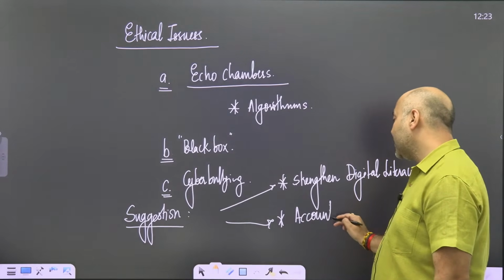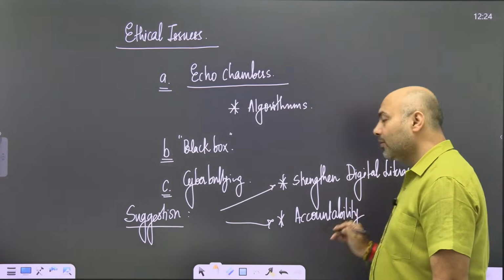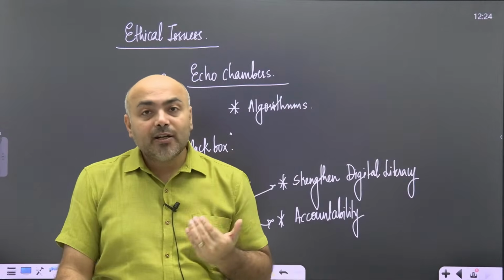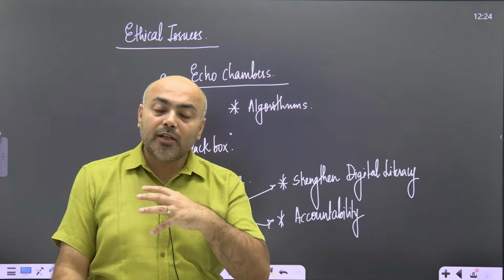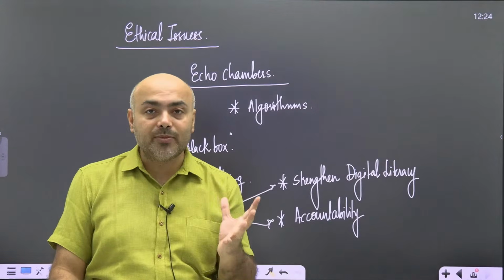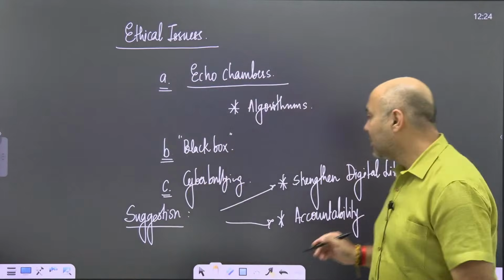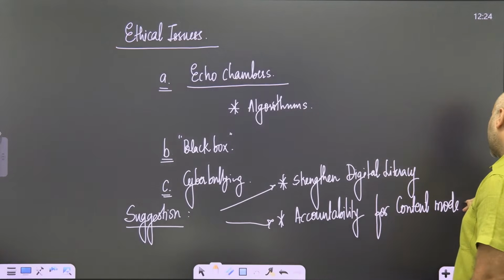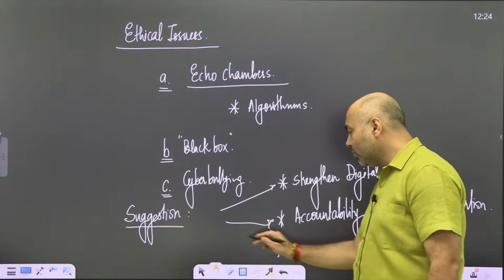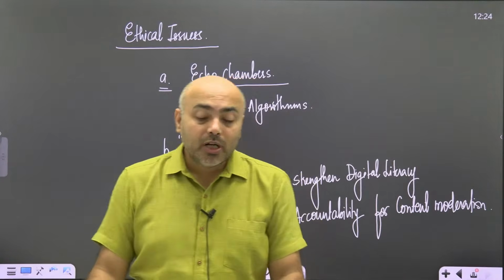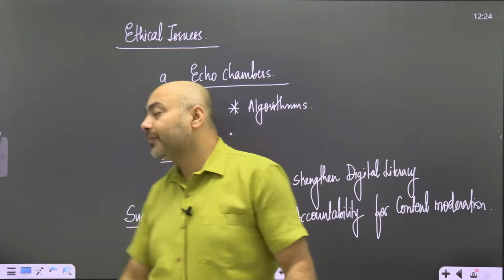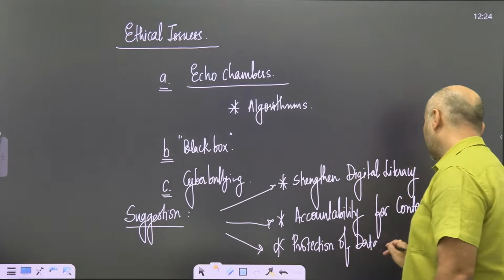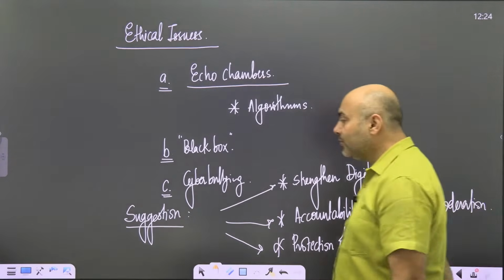Then comes again the concept of accountability. A very important aspect of it is accountability. And when we say accountability, what form of accountability? We are basically talking about accountability of content moderation, the accountability of algorithms. We need to know about that. There has to be accountability related to content moderation. Then at the same time we can also talk about protection of data privacy and so on.